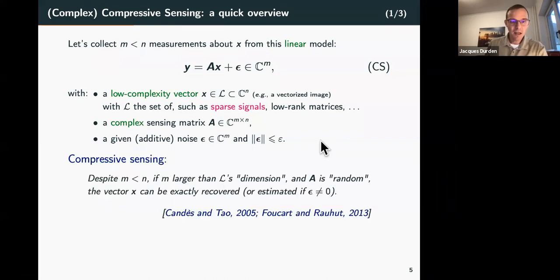So in this context, what the theory of compressive sensing tells us is that despite the fact that M is smaller than N, provided that M is bigger than the typical dimension of the informative content of the signal X, then if A is random, you can recover X exactly in the absence of noise. And if there is noise, then you can show that the system is actually robust to noise. And I'm going to develop that in the next slides. So this is, of course, the discovery of Candès, Tao, Donoho, and this is summarized also in the book of Simon Foucart and Holger Rauhut. So this is very well known.